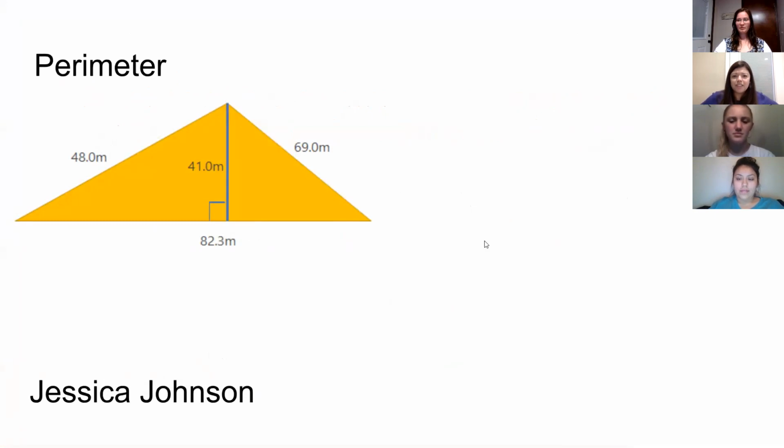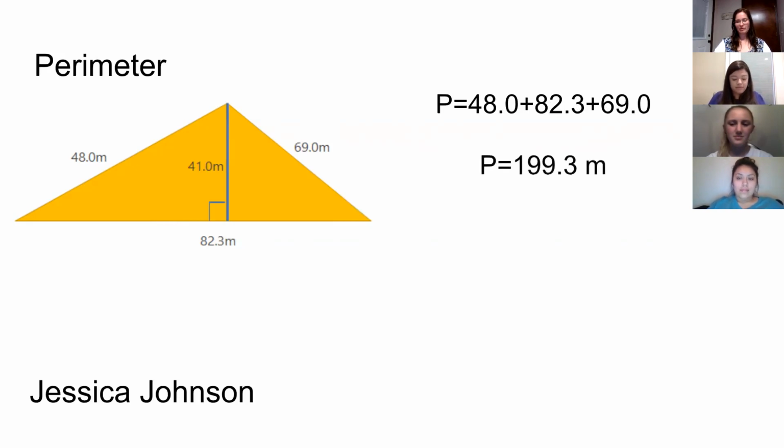Thank you. You're welcome. Now, Jessica, how do I find the perimeter of this triangle? Jasmine, based on what we discussed earlier about perimeter, how do you think you would find the perimeter of the triangle? I think I would take the sum of all the outer edges of the triangle to find the perimeter. Jasmine, good job. You would take 48.0 meters plus 69.0 meters plus 82.3 meters to equal 199.3 meters for the perimeter.